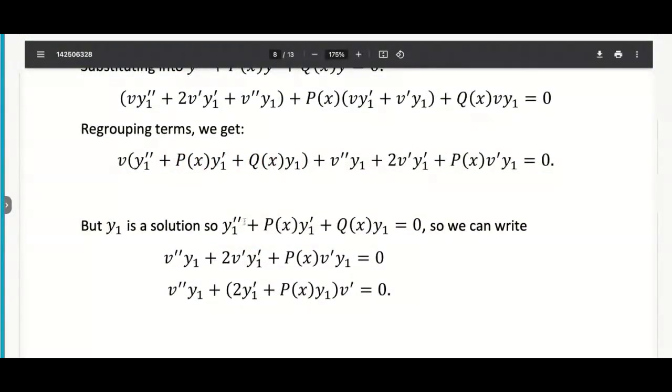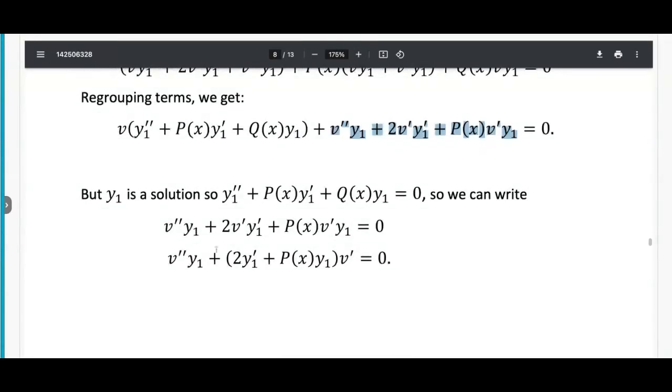So y1 is the solution, so we have this one equals 0, right? Because y1 is the solution, so this one is 0. So we're left with the rest of this to be 0. And this is in the form of v double prime y1. This one we have y prime, we have v prime, right? So it can be written as this. So I have a v double prime and a v prime.